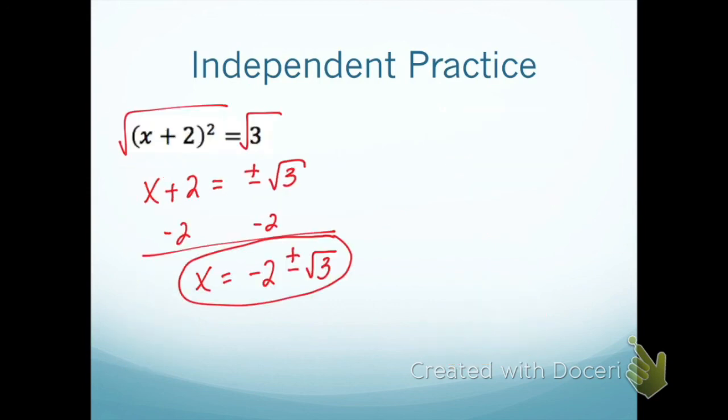For the last problem, I started by square rooting both sides. And then again, since I just have a plus minus square root 3 on the right side, I can just take the 2 that's on the left and subtract it over and put it out front. I don't need to write this as 2 separate problems because I know that I can't combine a 2 and a square root 3.